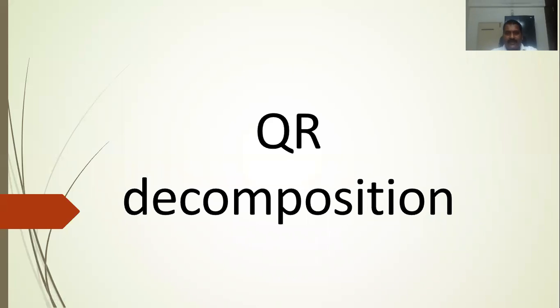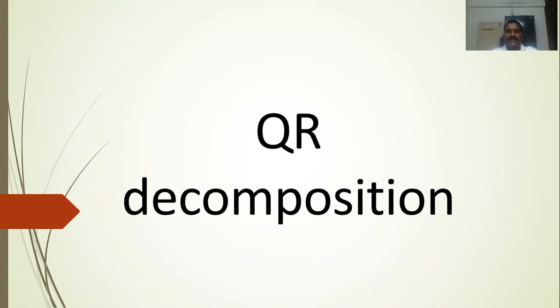In the last class, we have seen how to decompose a non-singular matrix A into a product of a lower triangular matrix and an upper triangular matrix. That is, A can be written as LU. That's what we call LU decomposition.